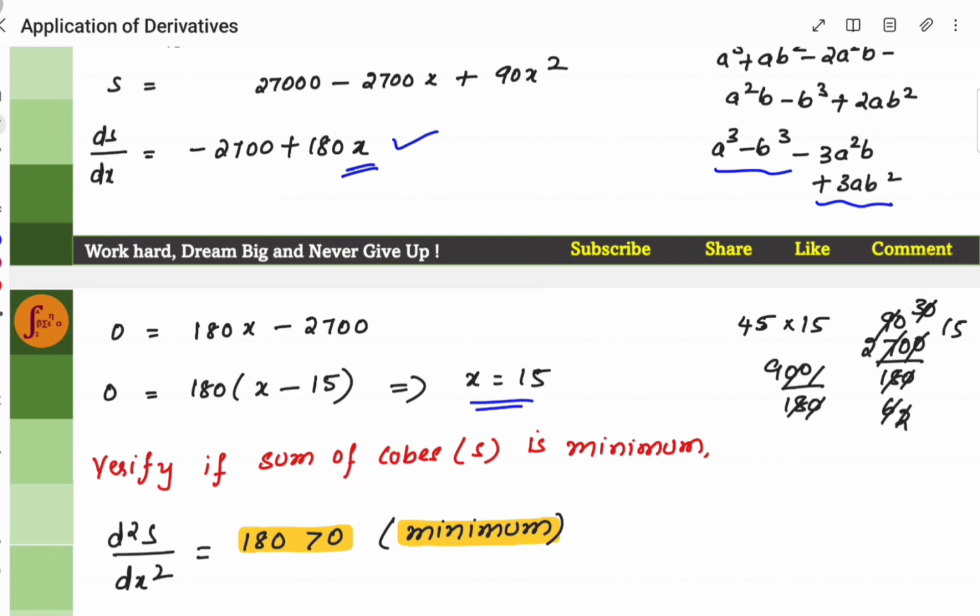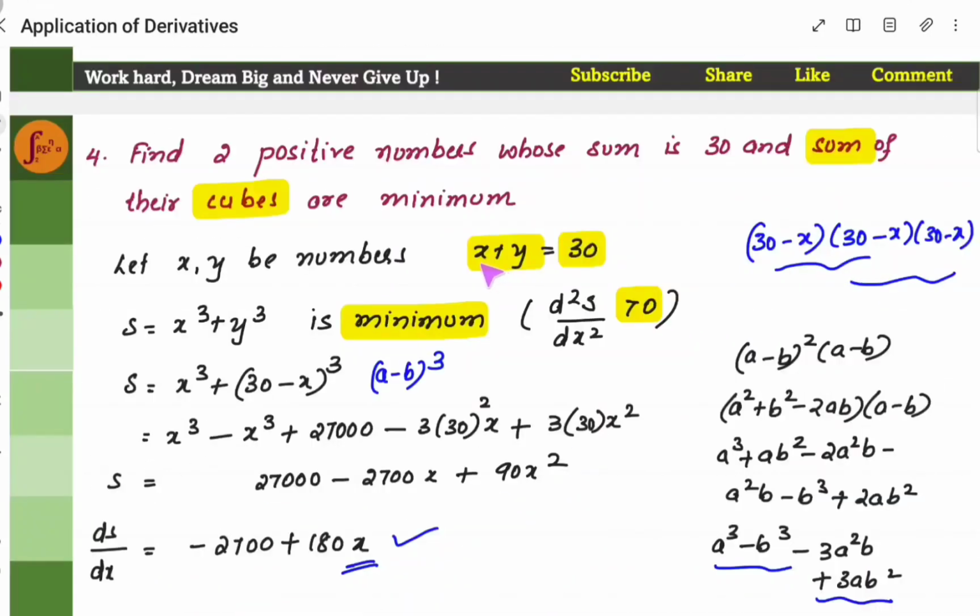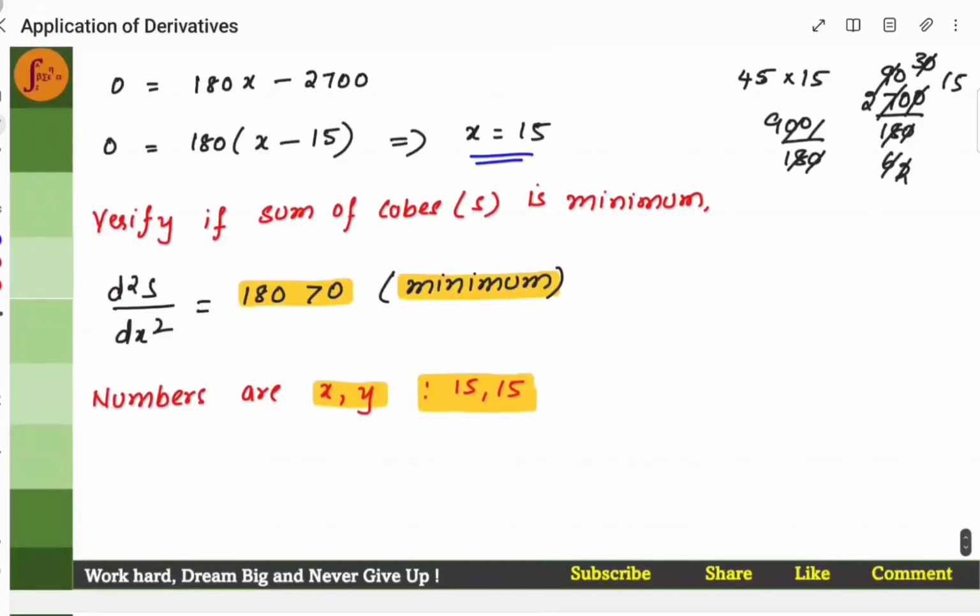When I put the first derivative as 0, I'll get the value of x. X is equal to 15. So I got the first number. First number is 15. The other number also has to be 15, because 15 plus 15 is 30. Right? So the other number also will be 15.